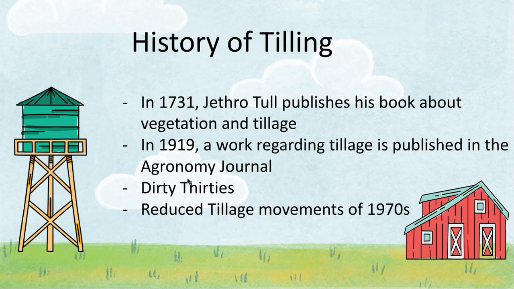The Dust Bowl of the 1930s caused many people to adopt reduced tillage strategies in order to conserve soil. This carried over after the Dust Bowl and was seen in reduced tillage popular practices in the 1970s.